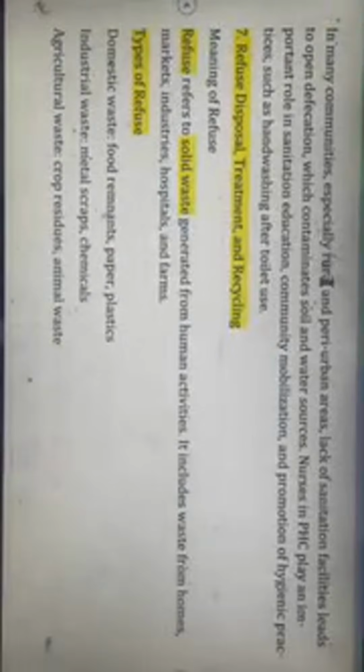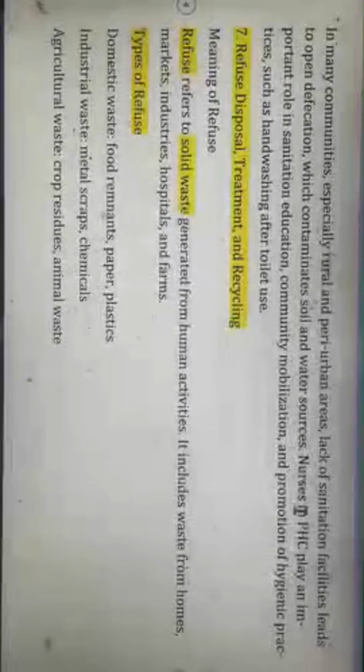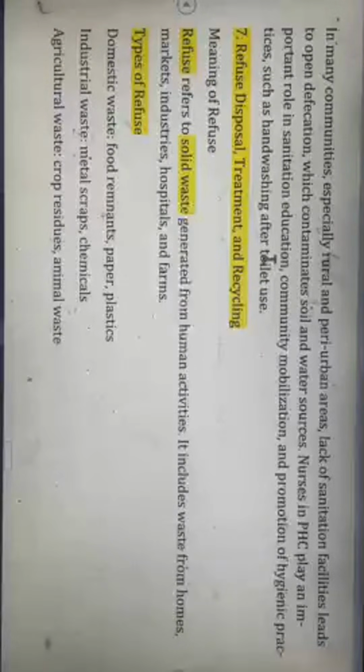Are we together? So we have basic sanitation. In many communities, especially rural and peri-urban areas, lack of sanitation facilities leads to what? Open defecation, which contaminates soil and water sources. Nurses in PHC play an important role in sanitation education. That's why we are having this course. That's why the school decided to teach you this: that nurses in PHC should play an important role in sanitation education.